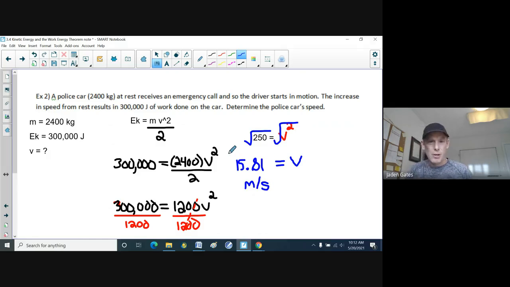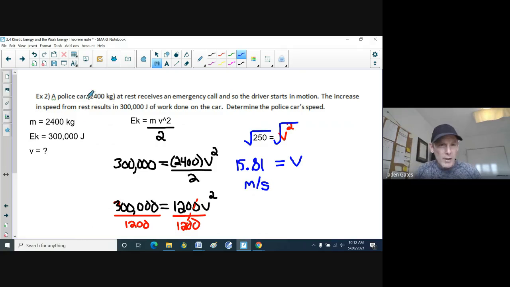It's actually not that fast, to be honest with you. It's probably because my mass here is too big to be a car. It should probably have been half that, but anyways, I just made the example up.